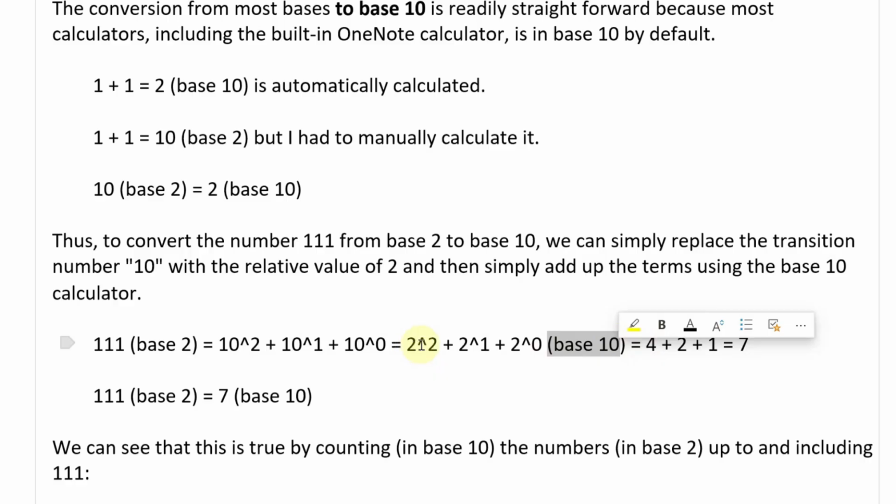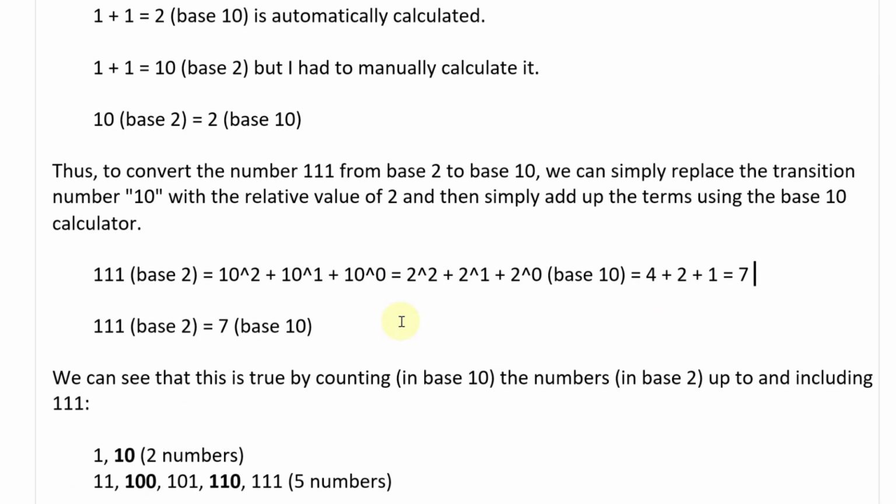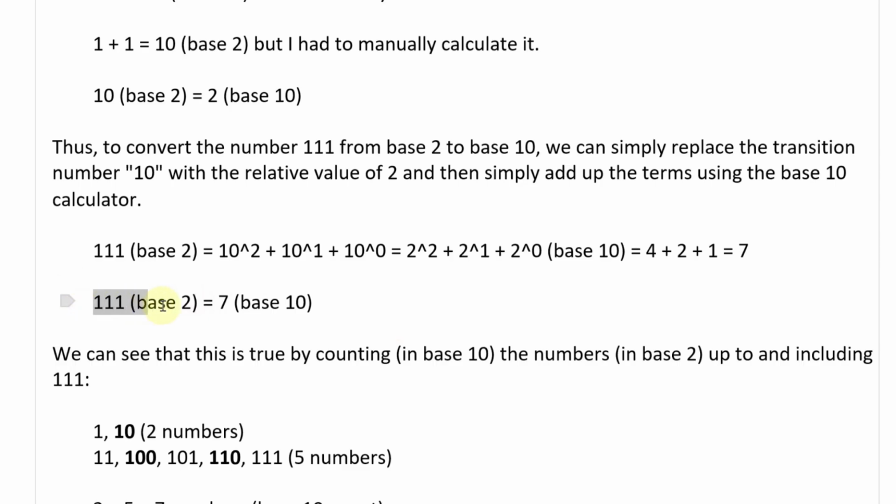So 2 to the power of 2 is just 4, and then 2 to the power of 1 is 2, and then 2 to the power of 0 is 1. So what we have is 4 plus 2 plus 1, which is just 7. And here's the automatic calculator, 7. All right? So this means that 111 in base 2 is equal to 7 in base 10.